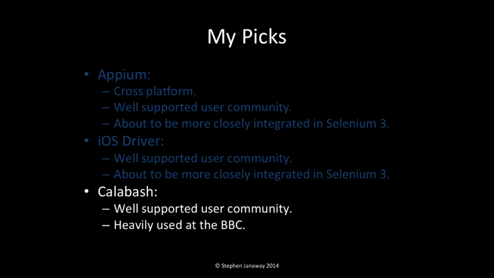And then thirdly, Calabash. So if you're a Ruby person, Calabash is good. Calabash integrates really nicely with Cucumber as well. The user community is active. It does require a user agent, which maybe knocks it down the list a little bit, but it is still heavily used in the field. The BBC, for example, use Calabash a lot. They get a lot of good usage from Calabash. So Calabash, another good option.